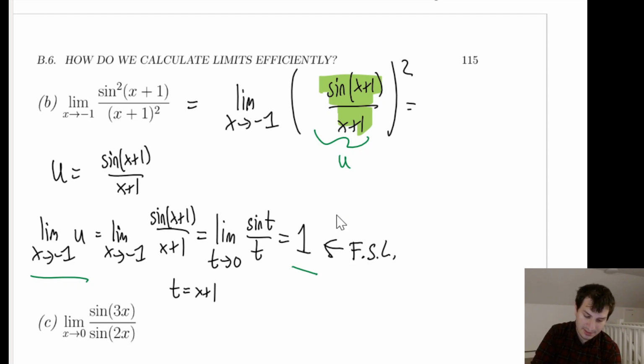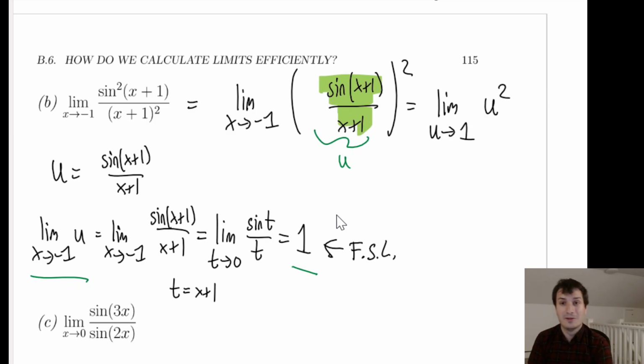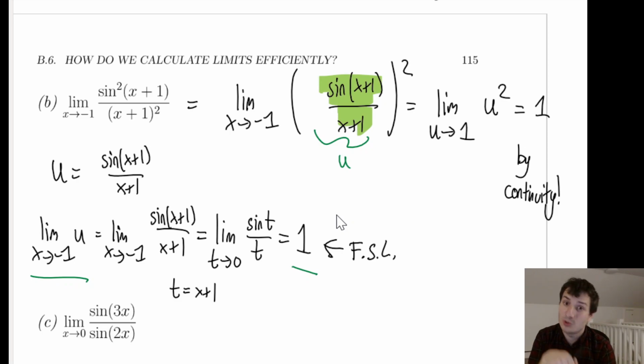So this thing is equal to the limit as u goes to 1, u is going to 1, of u squared, right? I've replaced the thing in the brackets with u, so I have u squared, and this is 1 by continuity. So the squared function is continuous. So this whole thing, I did it with substitution rule, doing substitution rule twice.